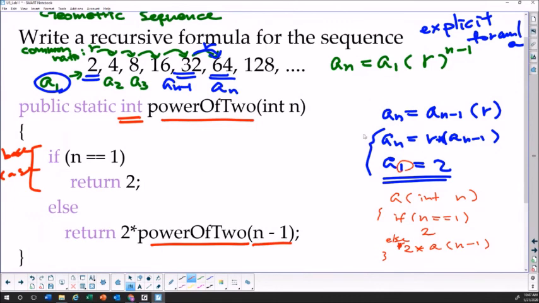This is how to think about a recursive method, starting from the current position. Then this is how to drive your method implementation. Any questions here?